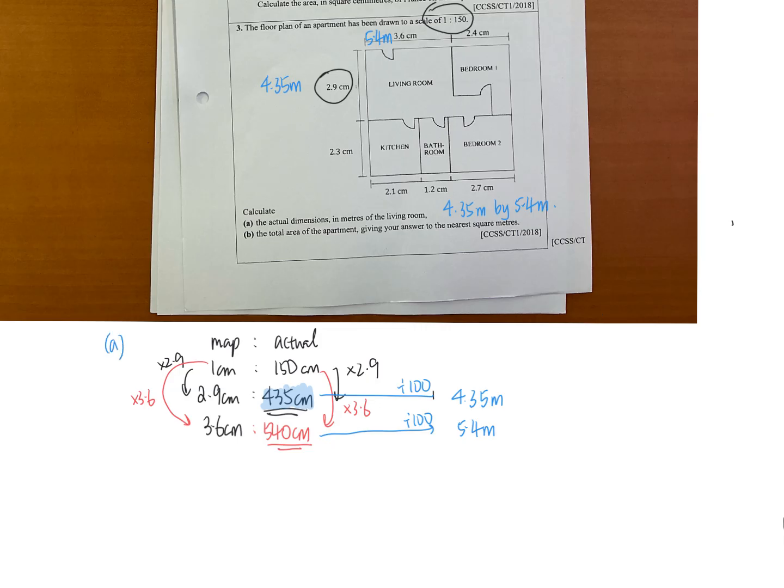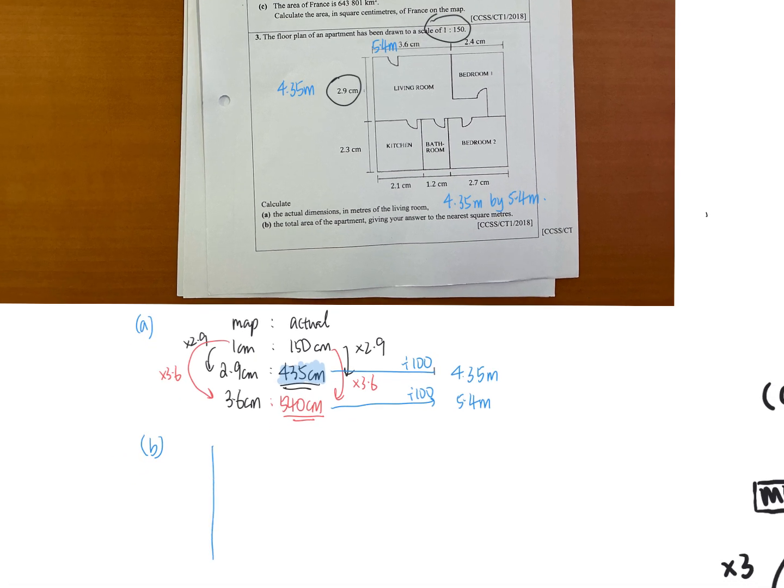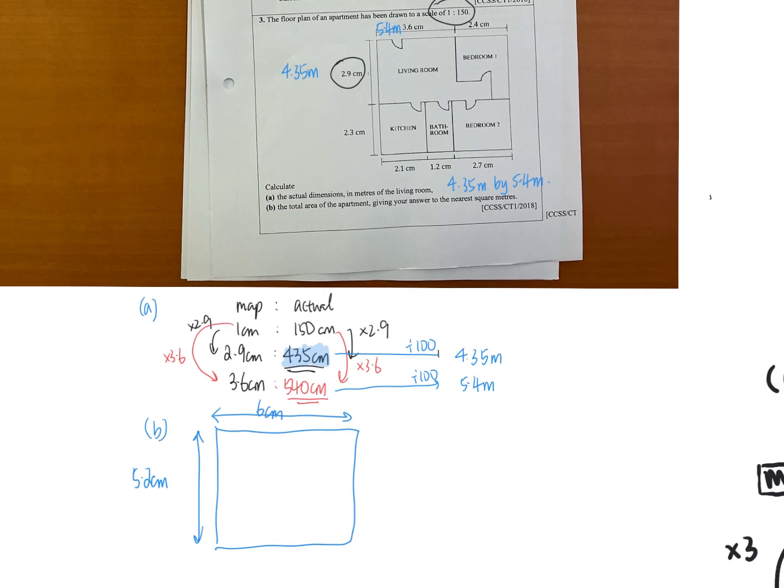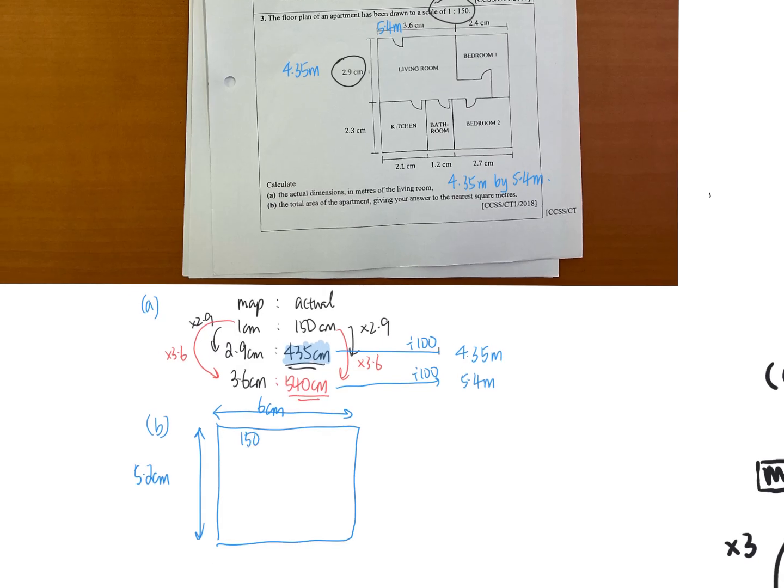Okay, so part A, B, I want the area of the whole apartment. So actually what you can do is you don't need to go and change to area scale. You can find the total length. So 2.9 plus 2.3, this is 5.2 cm. The whole length is 3.6 plus 2.4, so this is 6 cm. You can do your conversion also. So this one is the same as 150 cm times 6, which is 900 cm in real life.